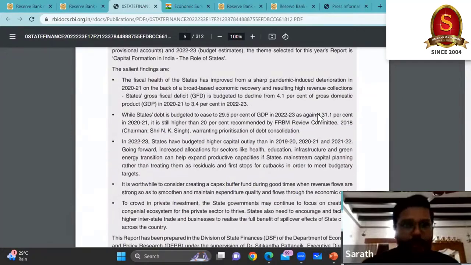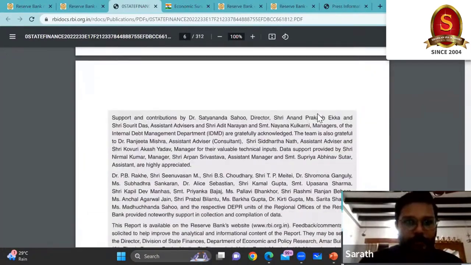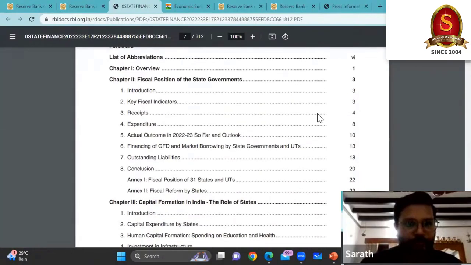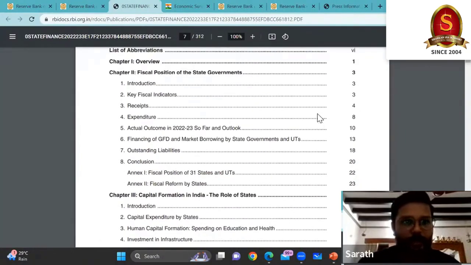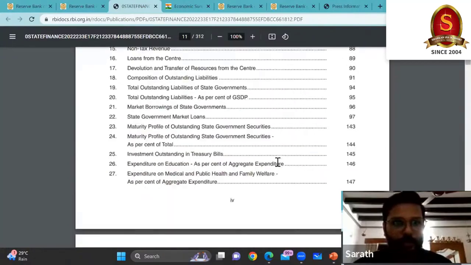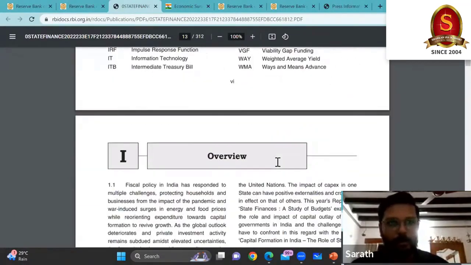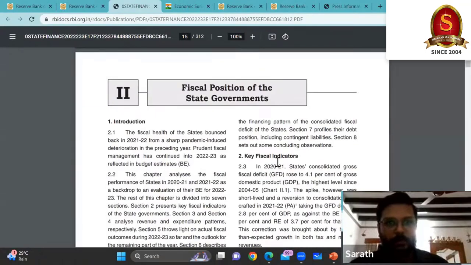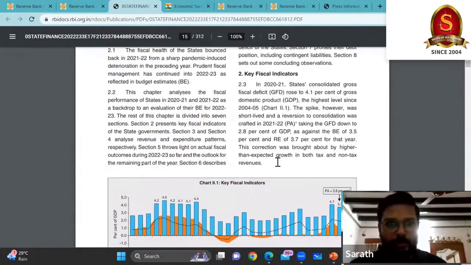So here is the one. So we have major sources of receipts, right? So we have introduction, key fiscal indicators, receipts and expenditures. Both the statements here were about receipts. So let's go to page number 4. It's a big document. I'm not going to look at all of them, so you don't have to look at all of it either.